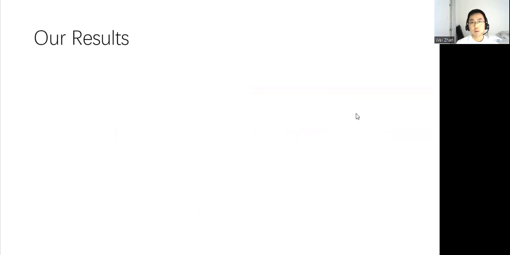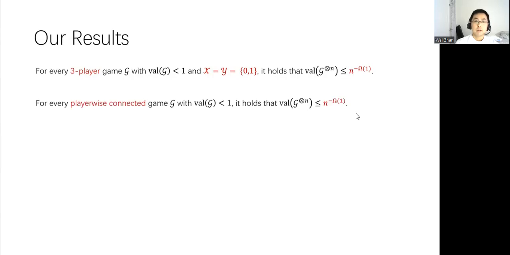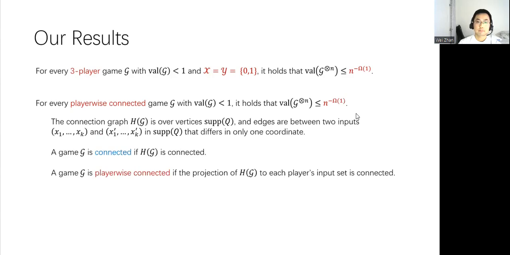Now let's state our results in this work. We show that for every 3-player game with value less than 1, where the input and output alphabets are both binary, its parallel repetition value goes down at least polynomially. And for every player-wise connected game, which is a proper superset of connected games, we similarly have a polynomial bound.